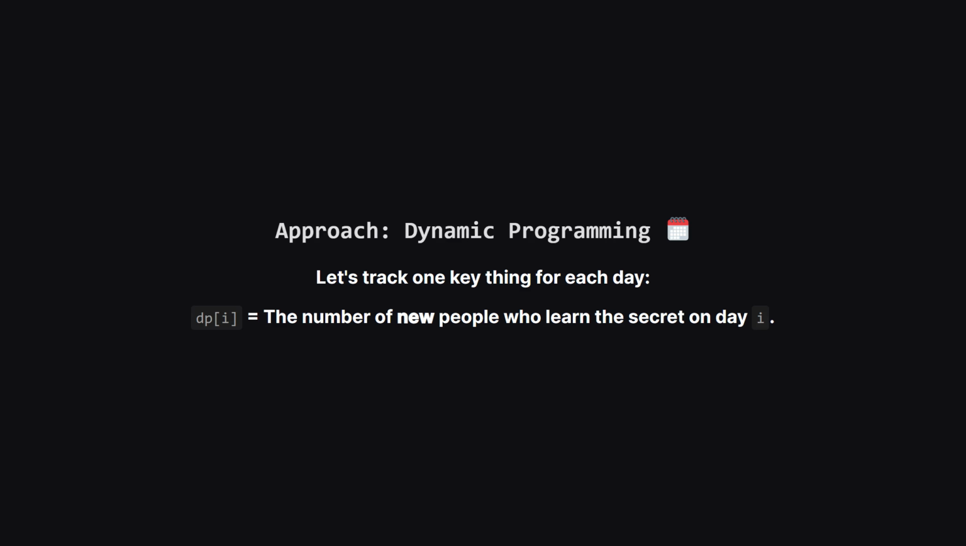This problem involves states that depend on previous states, day by day. This is a classic sign that dynamic programming is a good approach. The key to any DP problem is figuring out what state to track. Instead of trying to follow every single person, which would get complicated fast, let's just track a single number for each day: how many new people found out the secret on that specific day? We'll store this in an array, which we'll call DP.